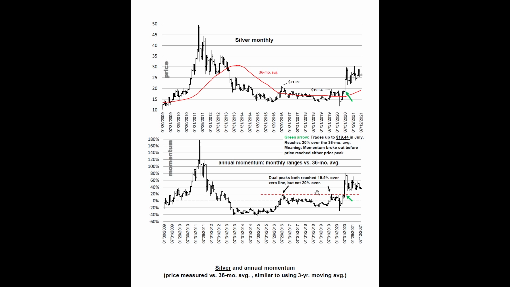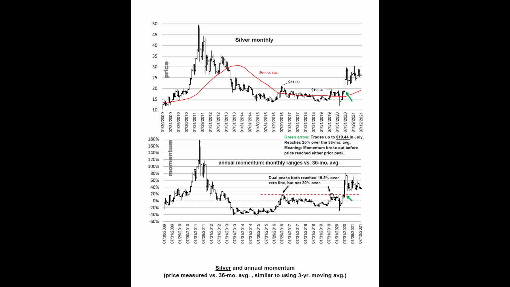Look at the red line on the momentum chart. There are 2 peaks there that were exactly identical in terms of how much over the zero line they were, meaning how much the price of silver was above its, in this case, 36-month average. It's like a 3-year moving average. Pretty long term, more long term than that 40-week we looked at on Bitcoin. During that time, silver made 2 prominent highs. One was at 21 bucks plus, and the other was at 19.54. That was in 2019. So the 2 highs there don't match up. But on the momentum chart, they're exactly the same percentage above the 36-month average. So it's a perfect dual peak.